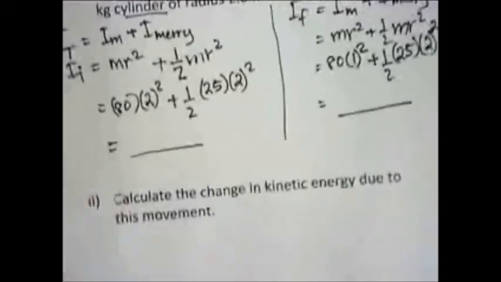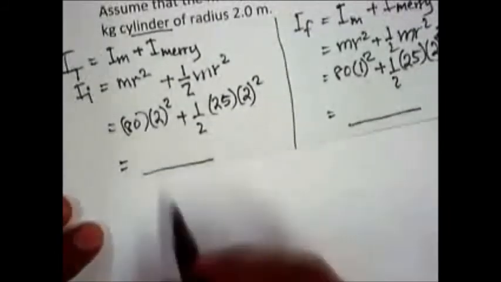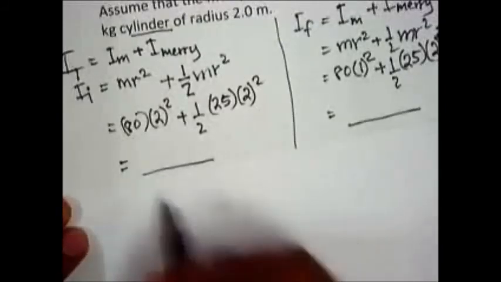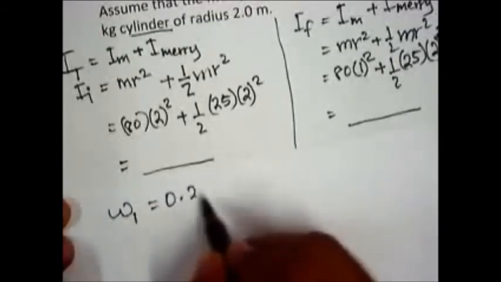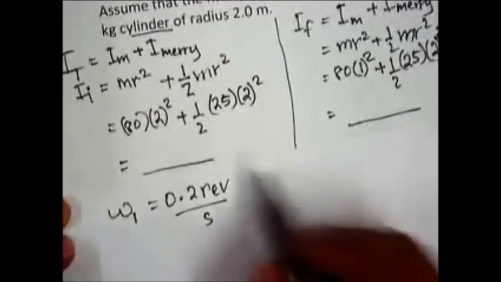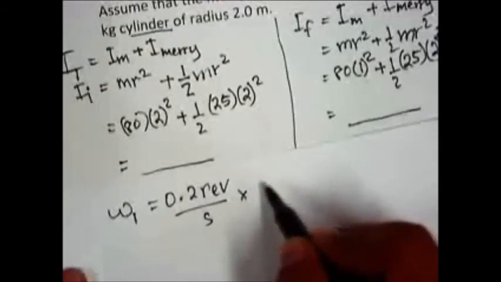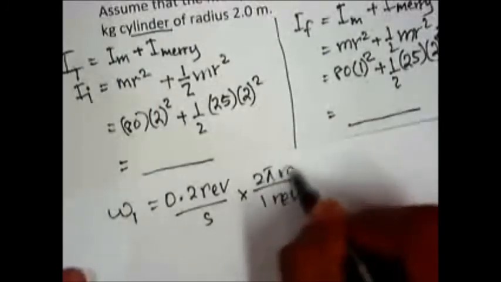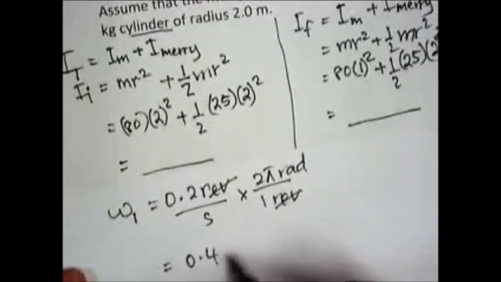Once you find those values, before you can actually use the conservation of momentum rule, you'll see your initial omega is given as 0.2 revolutions per second. So you need to change that to radians per second. So 1 revolution is 2 pi radians. The revolution cancels, and you get 0.4 pi radians per second.